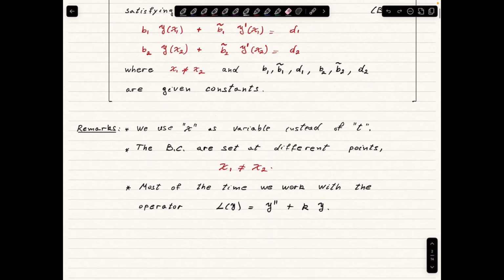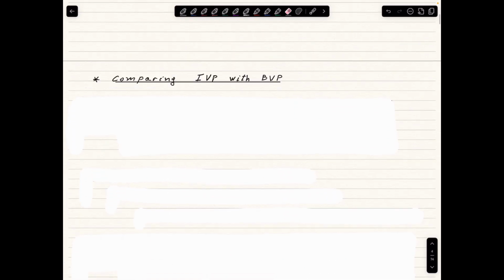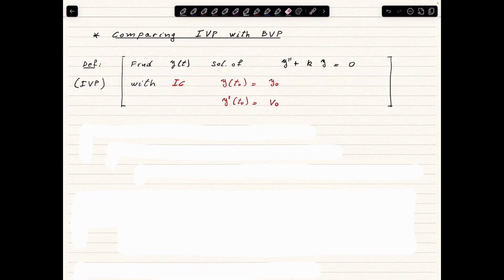Now let's compare initial value problems with boundary value problems. If you recall, in previous videos at the beginning of this course, we introduced initial value problems for a particular type of differential equations, and now we want to compare those initial value problems with the boundary value problems we introduced today. So this is the definition of an initial value problem in a particular case.